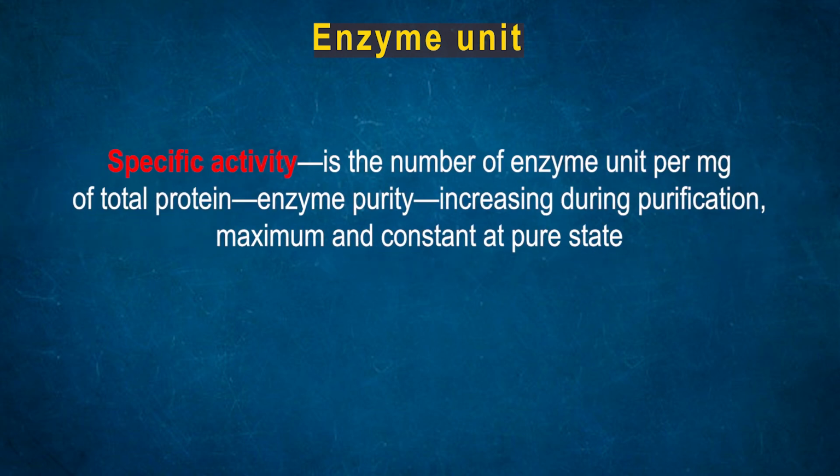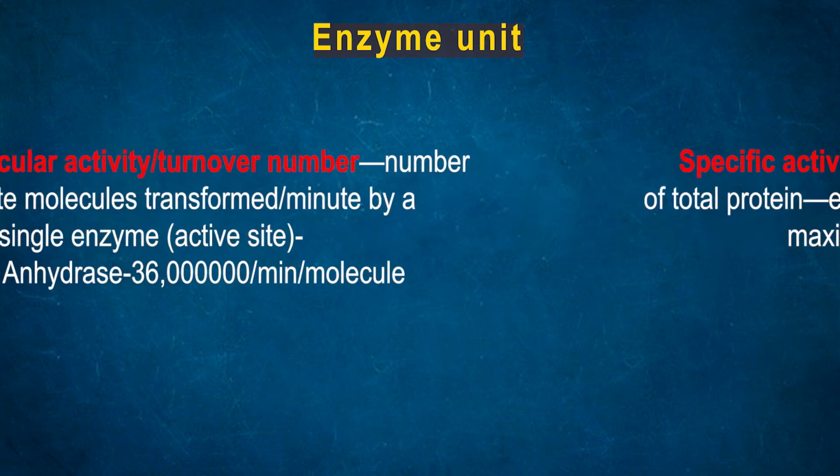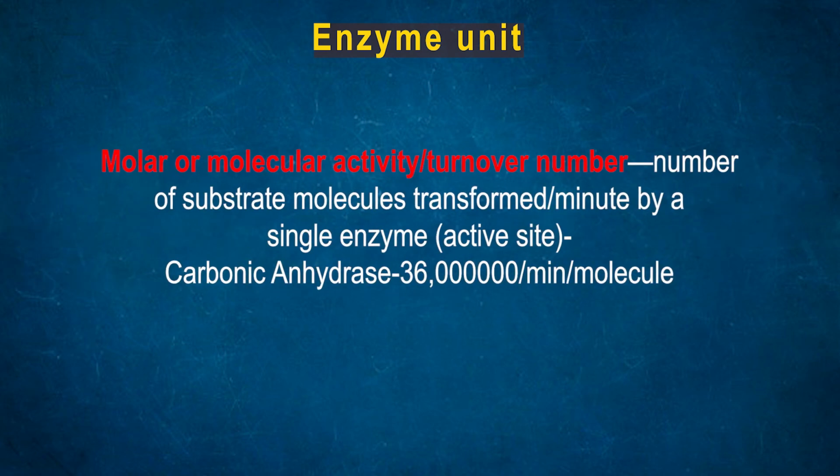Specific activity is the number of enzyme units per mg of total protein. It is the indicator of enzyme purity. It increases during enzyme purification and is maximum and constant at the pure state. Molar or molecular activity, or turnover number, is the number of substrate molecules transformed per minute by a single enzyme active site. For carbonic anhydrase, it is 36 into 10 to the power of 6 per minute per molecule.